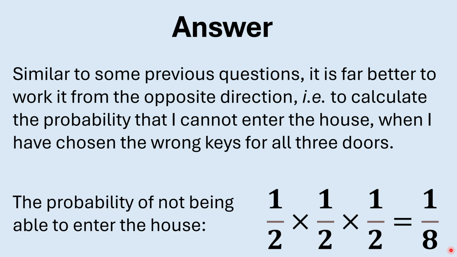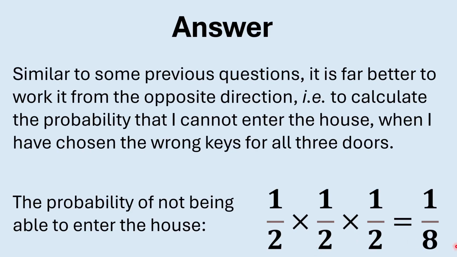So that means we can calculate the probability of not being able to enter the house by using half times half times half, which is equal to 1/8. So this 1/8 is the product of the three individual probabilities of not being able to enter each door.